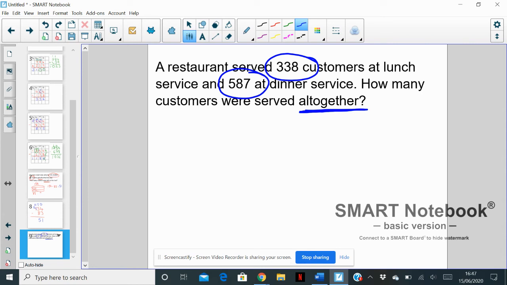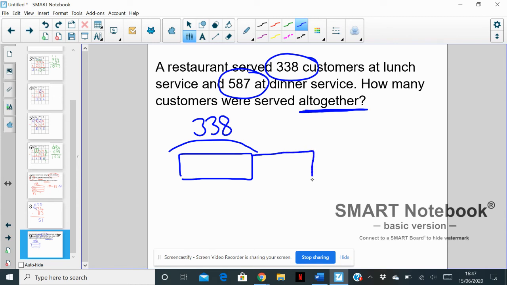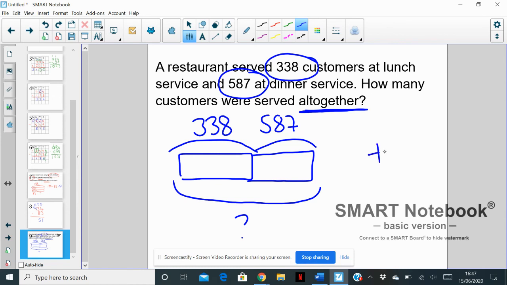I'm going to see if I can visualize this now. So let's imagine that this little bar is showing my lunch service customers, my 338 customers. And then I've got another part, which I'm going to put just next to it. And those are our dinner service customers. And that's 587. I know I'm trying to find how many there were altogether. So I'm going to need to put those two parts together. So I know it's going to be addition. I'm going to have to add 338 and 587.